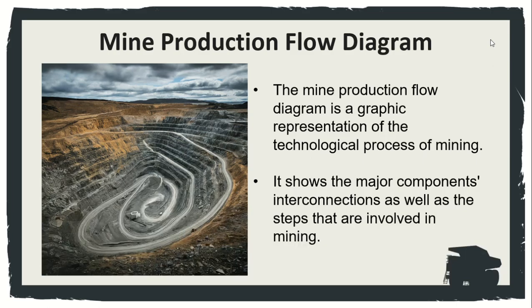So, mine production flow diagram. The mine production flow diagram is a graphic representation of the technological process of mining. It shows the major components, interconnections, as well as the steps that are involved in mining. The mine production flow diagram is a valuable tool for communicating the mine design to others. It can be used to explain the mine technological process to investors, regulators, and the public.